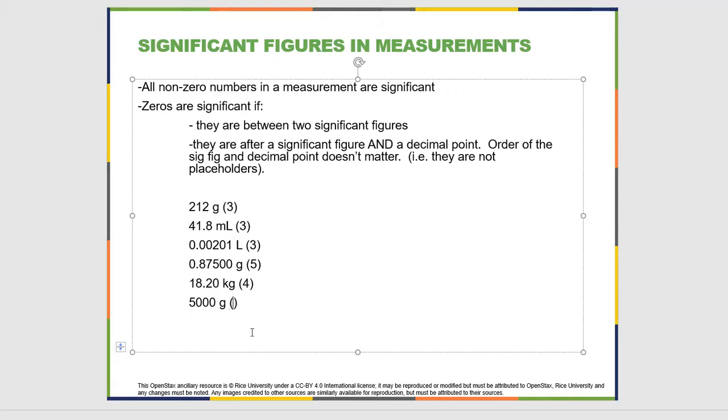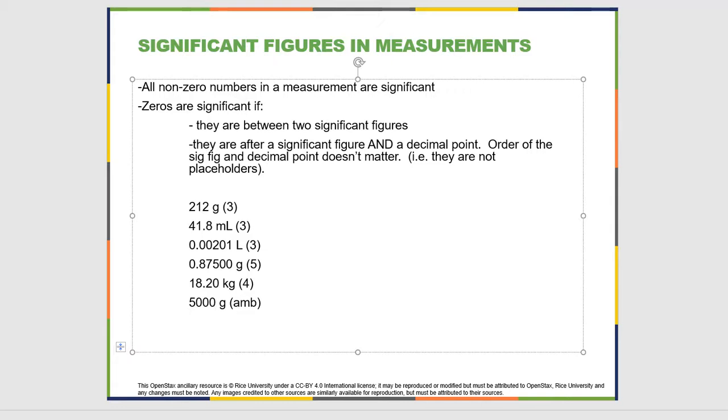This is kind of an ambiguous case. So it's not real clear how many significant figures there are. One way to fix this would be to put it in scientific notation. If you wrote 5.000 times 10 to the 3, that would clearly be 4 significant figures. If you wrote 5.0 times 10 to the 3, that would clearly be 2 significant figures.